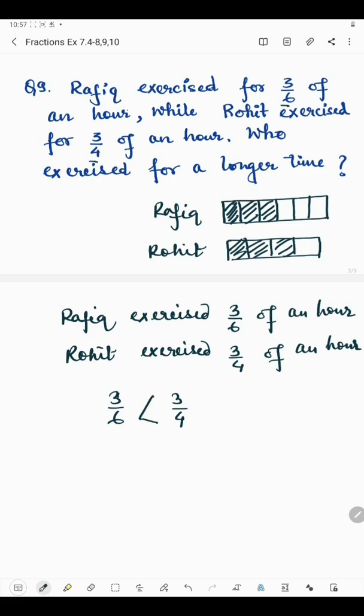Here, as you have seen, the numerator is same, so the smaller denominator will be the greater fraction. That's why 3 by 4 is greater than 3 by 6. Now 3 by 4 is the fraction of time Rohit exercised, right? So we can directly say that Rohit exercised for a longer time.